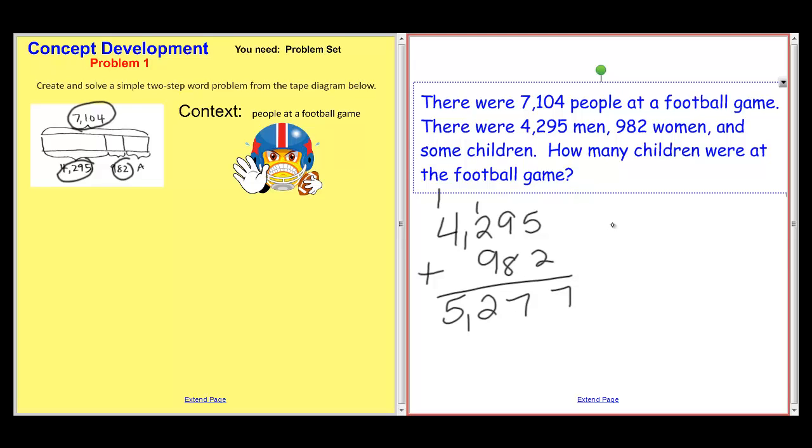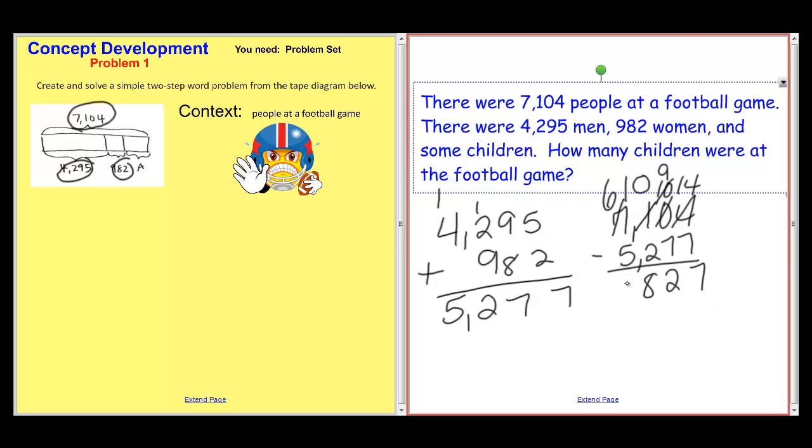So if I take the total number of people at the game, which is 7,104, and I subtract this number, what should be left over are the number of children. So I cannot regroup here. There's nothing to decompose. So I'll come over here to the hundreds. Now I have no hundreds, but I have 10 tens. But I still don't have enough to subtract here. So I'm going to have 9 tens, 14 ones. So I can subtract in the ones. I can subtract in the tens. I cannot subtract here. So I'm going to have to go over here and decompose 1,000. Now I'm ready to subtract. So I have 7, 2, 8, 1.